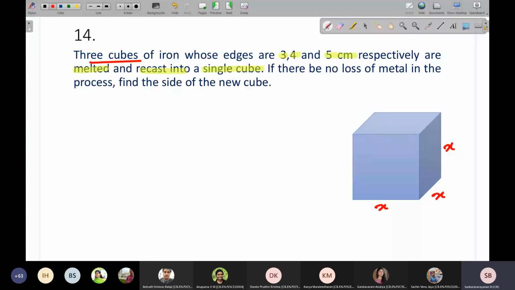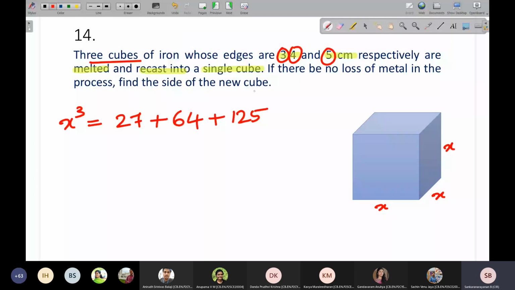That is nothing but the total volume of the first cube, that is 3 cube, that is 27, plus the total volume of the second cube, that is 4 cube, that is 64, plus the total volume of the third cube, that is 5 cube, that is 125. Because here the total final volume is equal to the sum of individual volumes, that is 27 plus 64 plus 125. And you know this value will come to 216.